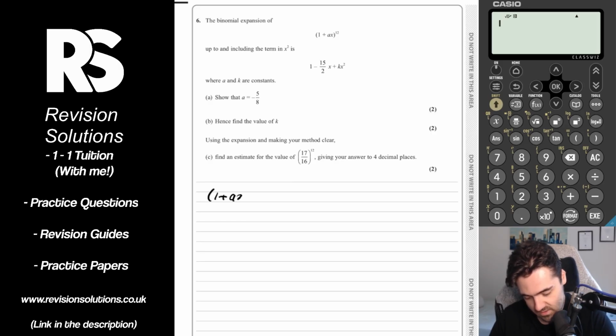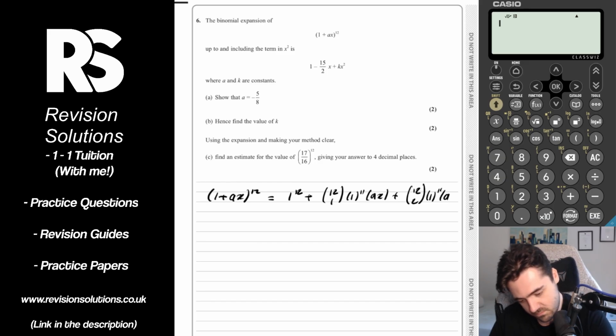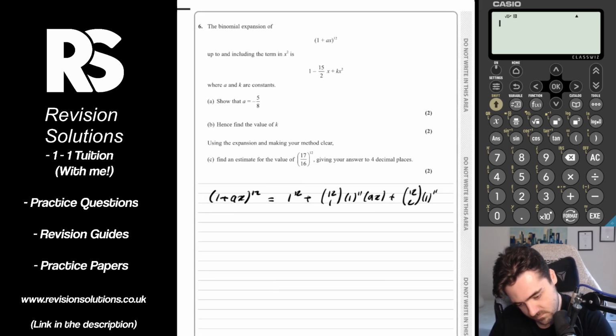So 1 plus ax to the 12, that's going to be 1 to the 12 plus 12 choose 1 times 1 to the 11 times ax. Then it's going to be 12 choose 2 times 1 to the 10 times ax all squared. So that's 1. 12 choose 1 is 12, so just 12ax.